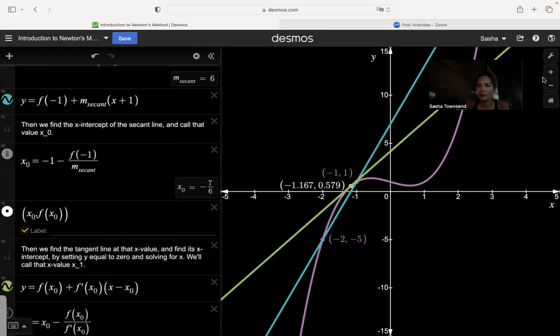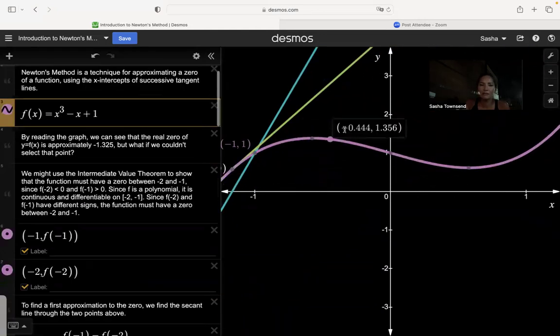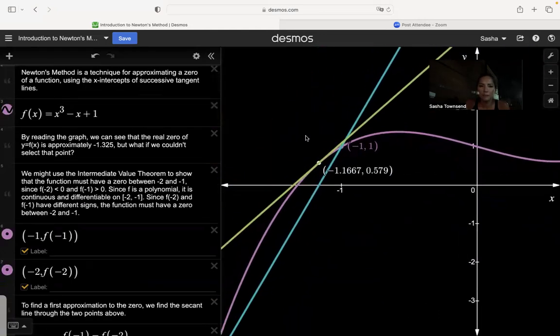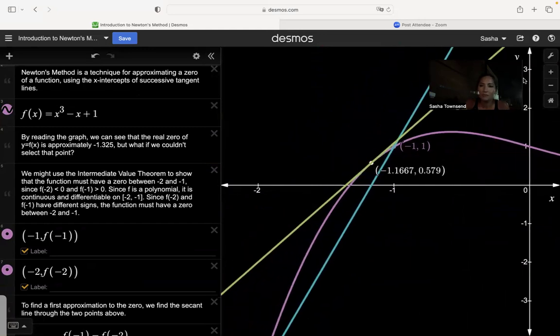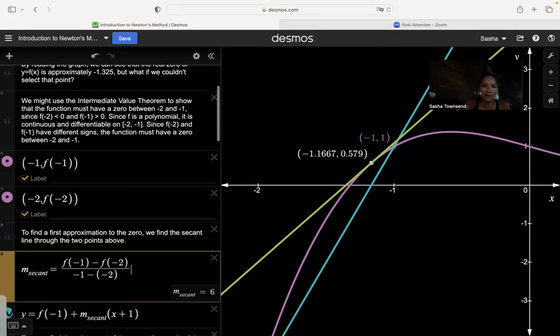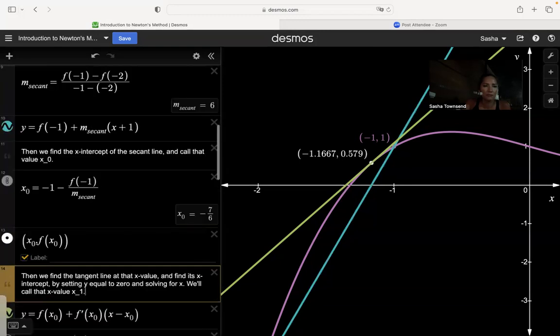I'm going to draw that in green. If I zoom in, I can see that the tangent line is very, very close to the zero, or the zero of the tangent line is very, very close to the zero of the original function. So if I want to find that zero of the tangent line, that's the x-intercept of the tangent line, again, I just set the y value equal to 0. I'm going to get rid of that earlier secant line now.